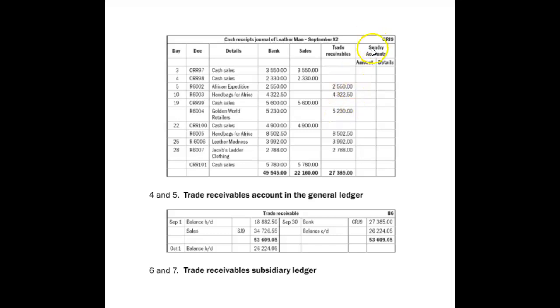Now what is sundry? So let's say in the CRJ, you receive money for what? Let's say you receive money for interest income. You go to a bank and they give you interest on your fixed deposit, so you have interest income. You'll put that interest income, let's say 100 rand, in the bank column. But because you can't put it in sales or trade receivables, you put it in sundry. So the amount you put is 100 rand and the details you put is interest income.